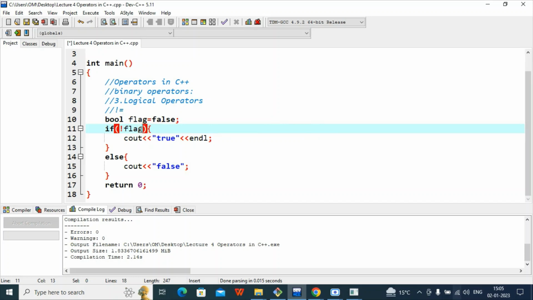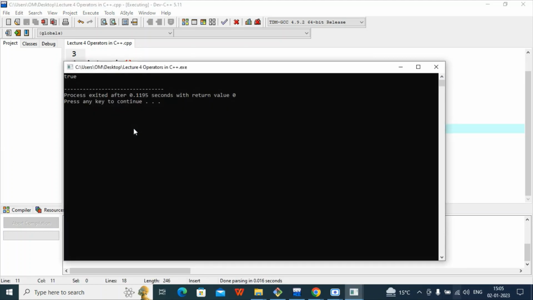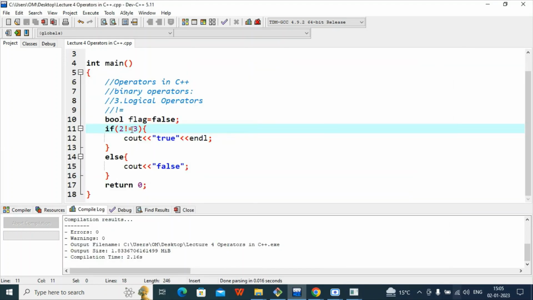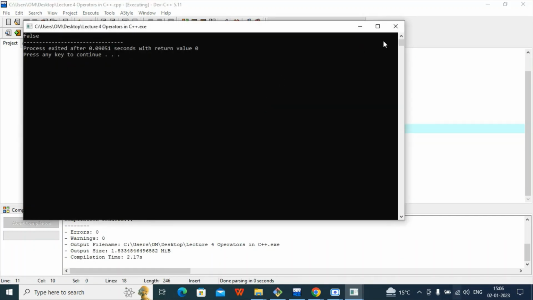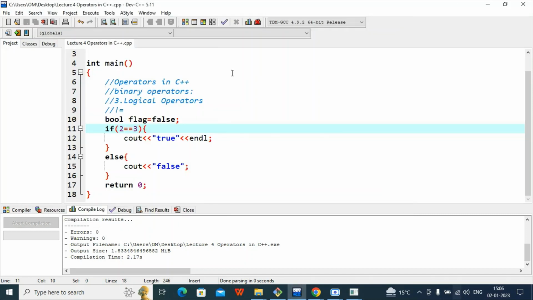Okay. Shall we proceed to the not equal to thing? I was teaching 2 not equal to 3. This not equal to operator checks if it is not equal to, the opposite of equal to, as I told you already. Yes, it is not equal to, that's why it is giving you true. Equal to will give you false because 2 is not equal to 3. Okay, shall we proceed further?